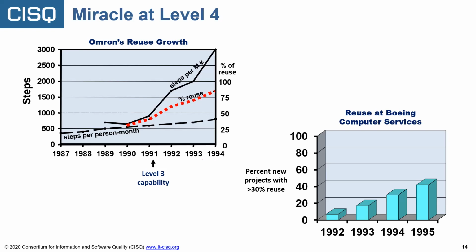And so what was going on? Why did level 3, because we've been talking about reuse for 20 to 30 years at this point, why did reuse suddenly start exploding with people that had gotten past level 3?